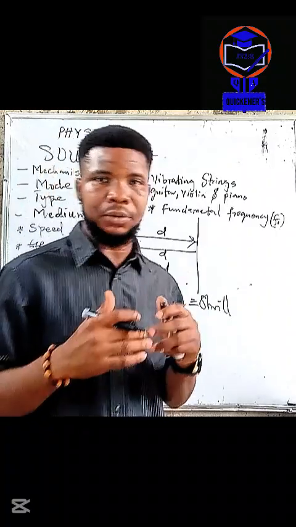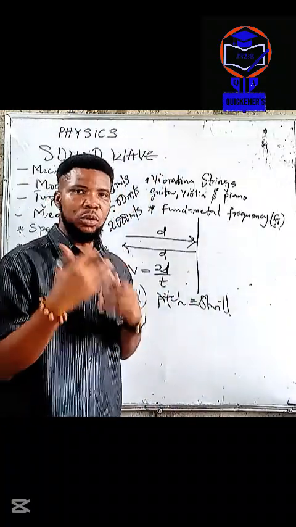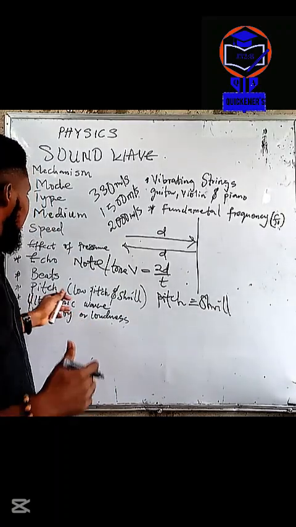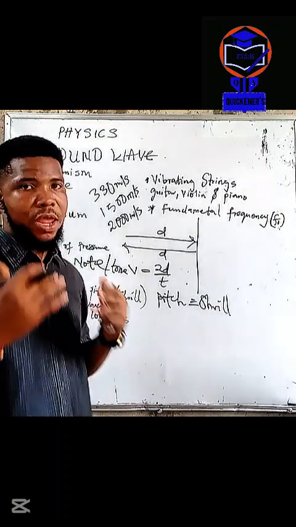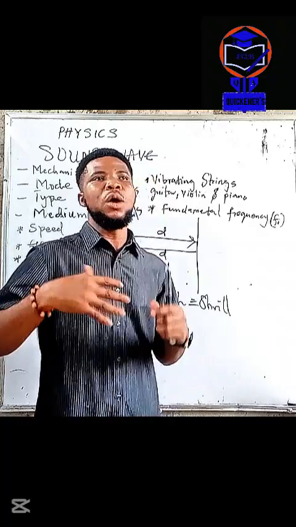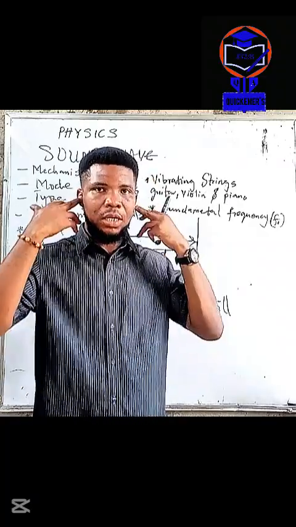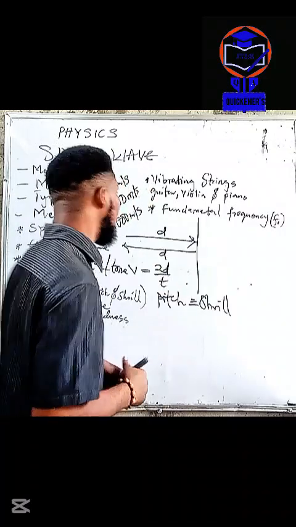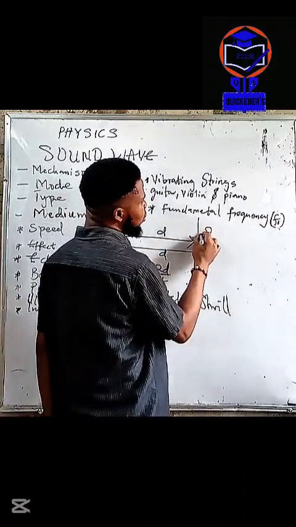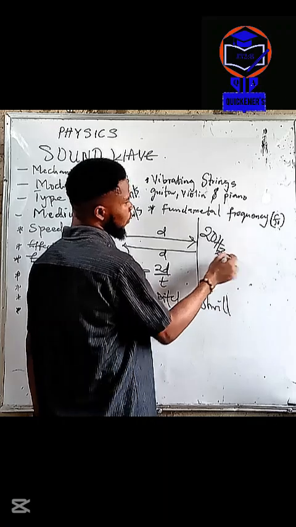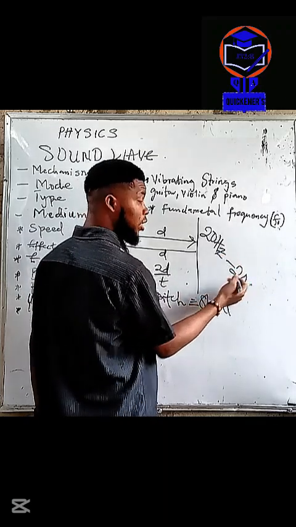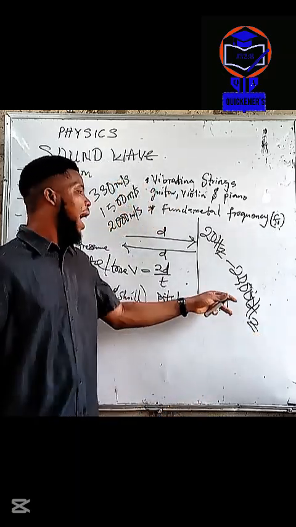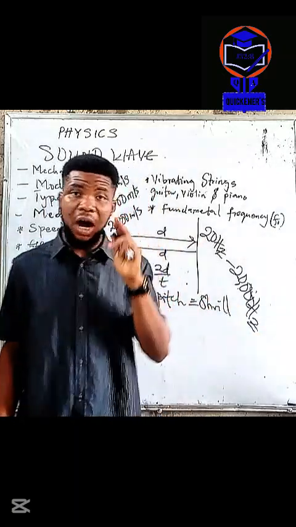Those in the musical field understand when we talk of note, high note and low note. Now we have what we call ultrasonic waves. When a wave becomes ultrasonic, it means your ear can no longer detect the frequency. Human beings can detect a frequency of 20 hertz to 20,000 hertz. So any frequency above 20,000 is ultrasonic.